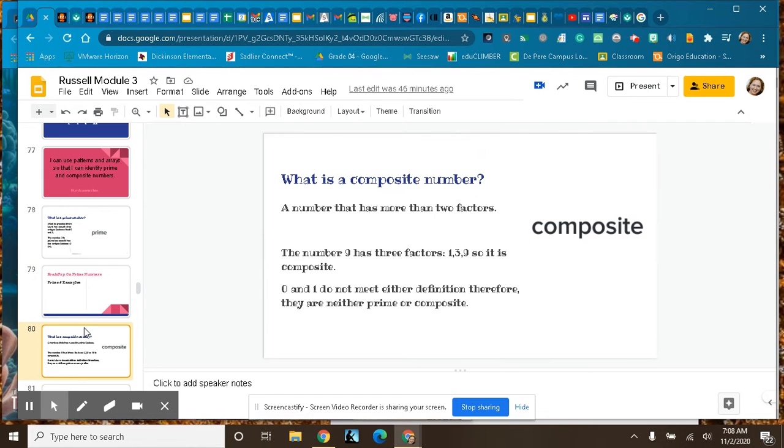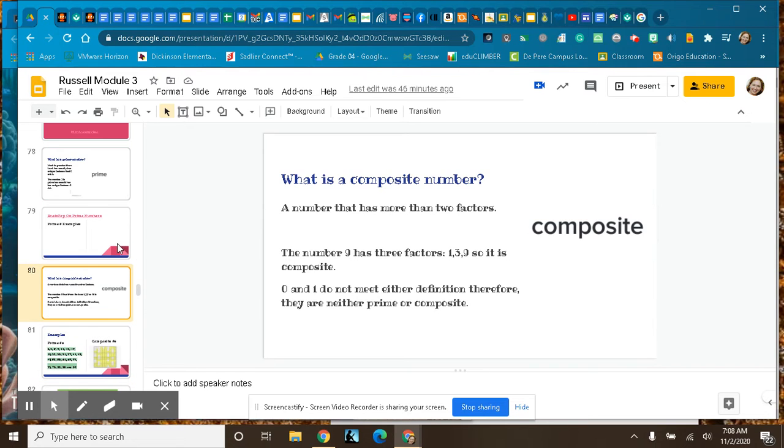So let's take a look at what a composite number is, because we were really focused a lot on primes. A composite number is a number that has more than 2 factors. For instance, the number 9 has 3 factors, 1, 3, 9. So it is composite. 1 times 9 is 9, 3 times 3 is 9, and 9 times 1 is 9. Excuse me, 0 and 1 do not meet either definition, therefore they are neither prime nor composite.